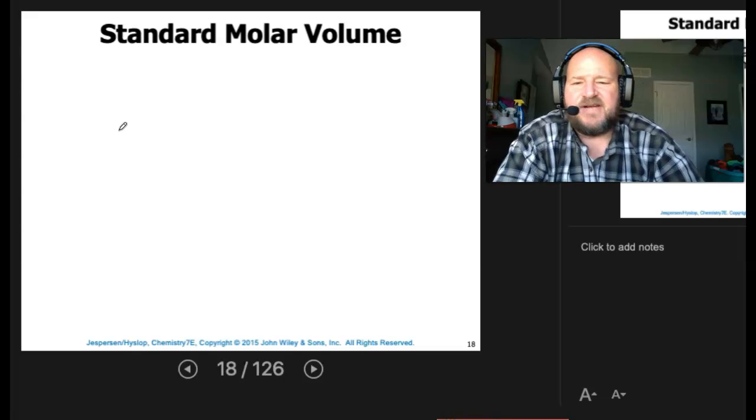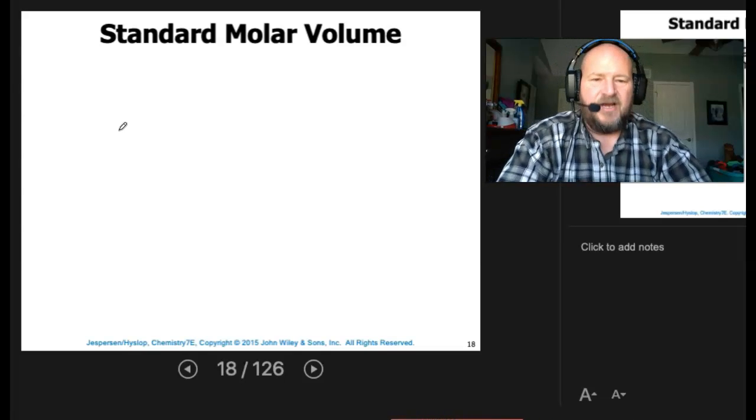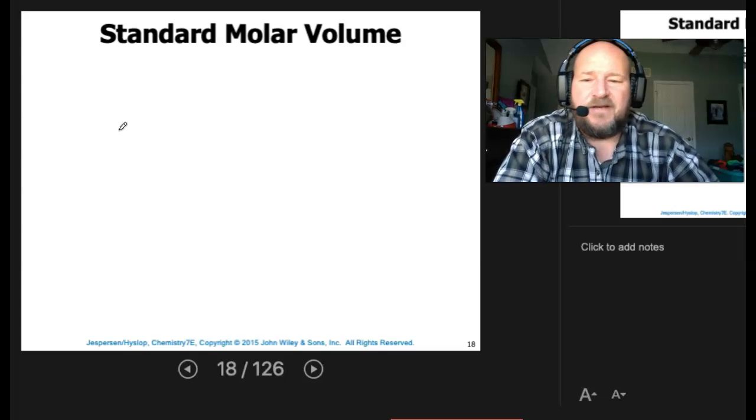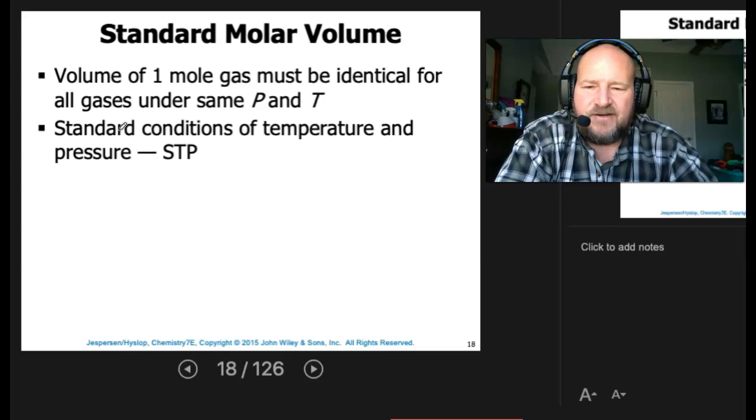All right, so standard molar volume then. So now we're looking at how volume and temperature and now moles are going to come in. So now we care about moles. We're going to look at molar volume. The volume of 1 mole of gas must be identical for all gases at the same pressure and temperature. So we can set up what we call standard temperature and pressure, STP.